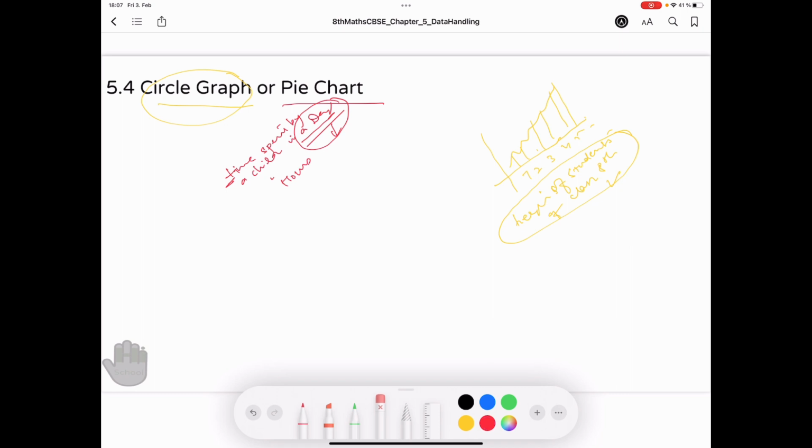So if we are going to represent this quantity in a circle graph or pie chart, we'll have to draw a circle. This complete circle is going to represent how much? 24 hours. Okay, this complete circle is 24 hours. And within these 24 hours, in a day, we are going to represent how many hours have been spent in sleeping, going to school, doing homework, or playing in a playground, something like this. So we are going to split these 24 hours spent by a child differently.